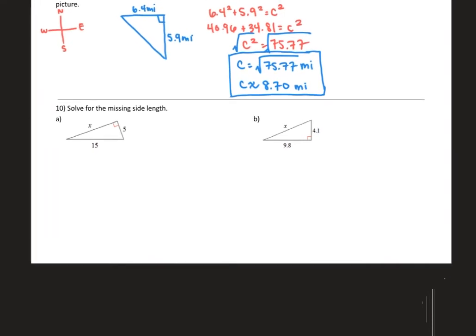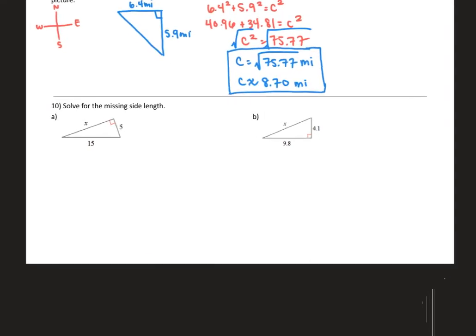All right, last one, number 10. We're solving for the missing length. So with Pythagorean theorem, it does help to highlight your hypotenuse. Remember, you can always identify your hypotenuse because it's always across from a right angle. The reason why that's important is because in Pythagorean theorem, the hypotenuse is always by itself.